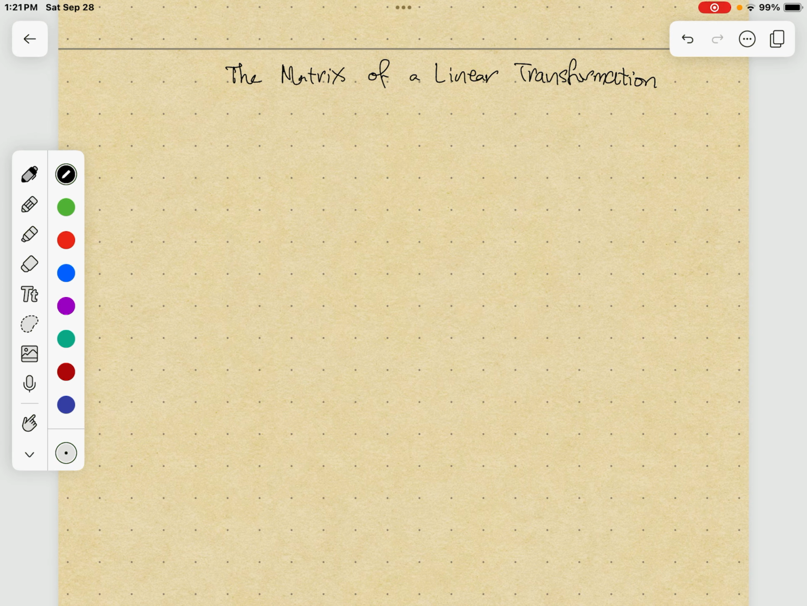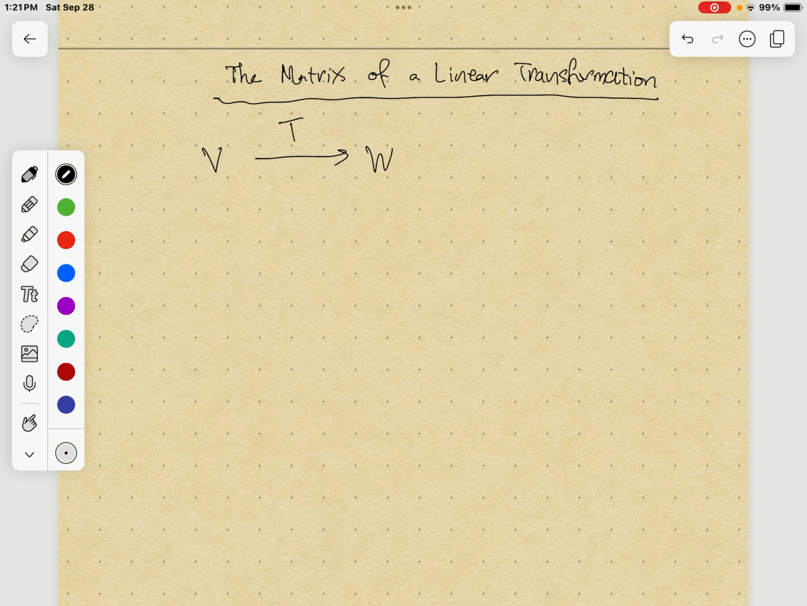Okay, in this video we're going to talk about the matrix of a linear transformation. There are lots of different ways to explain this topic, but I'm going to explain it in the more general case where you have two vector spaces and a linear transformation from one vector space to another. So let's say that you have a vector space V and a vector space W and a linear transformation T from V to W.